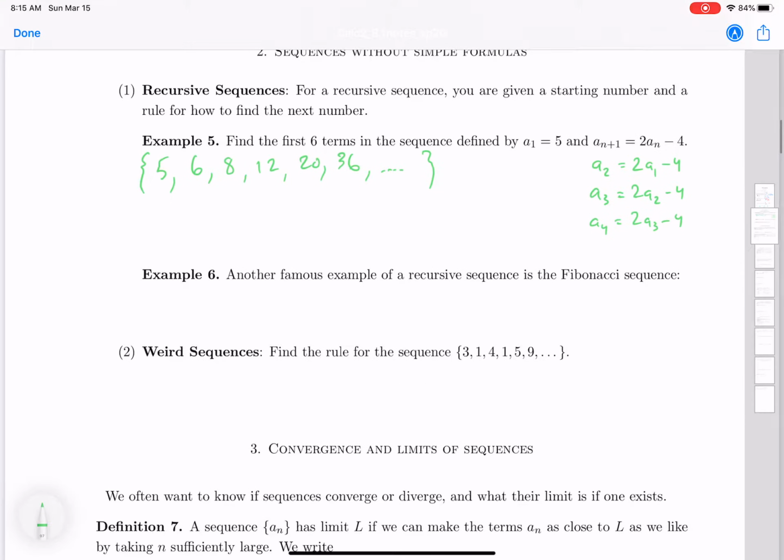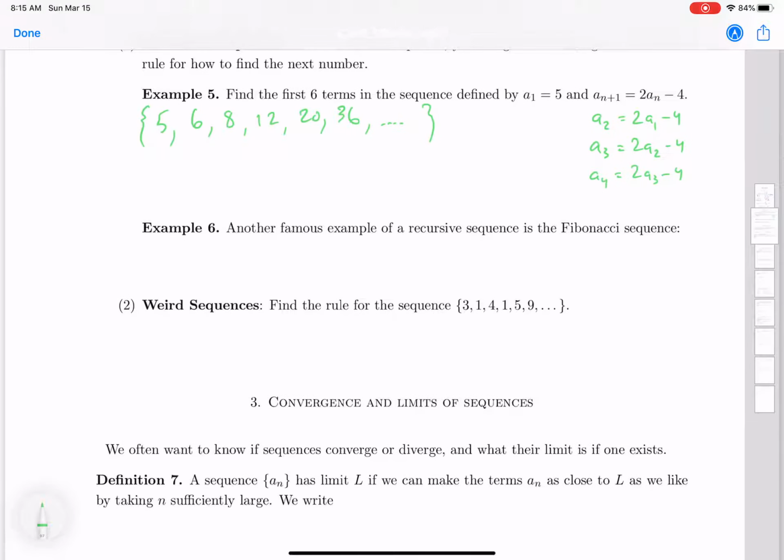One thing to notice about this, there's other ways you could describe this. Like from 5 to 6, it increases by 1. From 6 to 8 increases by 2. 8 to 12 increases by 4. So each time it changes to the next number in the sequence, the difference between the sequence numbers is doubling.